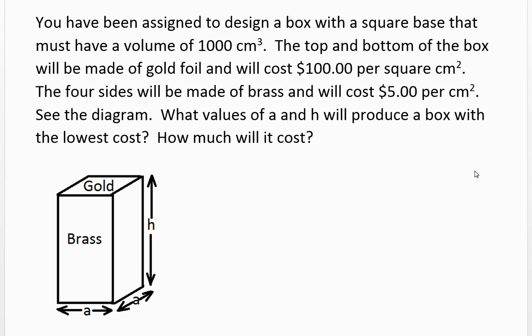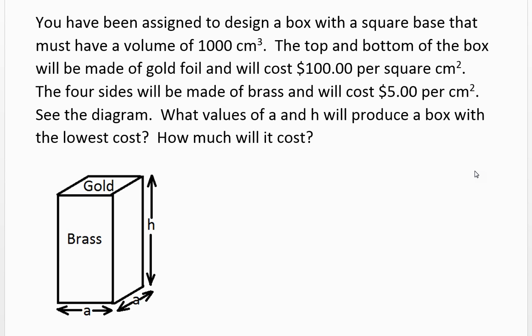Hello. We're going to do another problem that involves maximization, or actually minimization of cost. So let me read this problem. You have been assigned to design a box with a square base that must have a volume of 1,000 cubic centimeters. The top of the box will be made of gold foil and will cost $100 per square centimeter. The four sides will be made of brass and will cost $5 per square centimeter, as you can see in the diagram. What values of A and H will produce a box with the lowest cost, and how much will it cost?